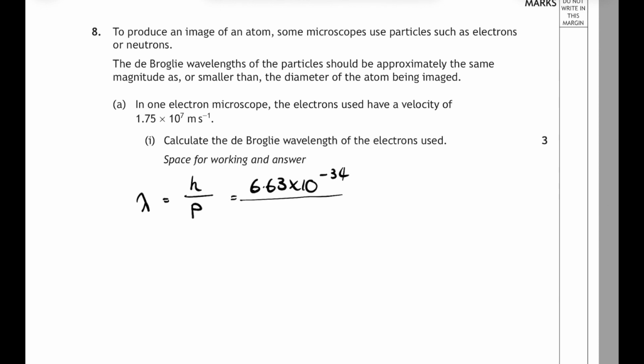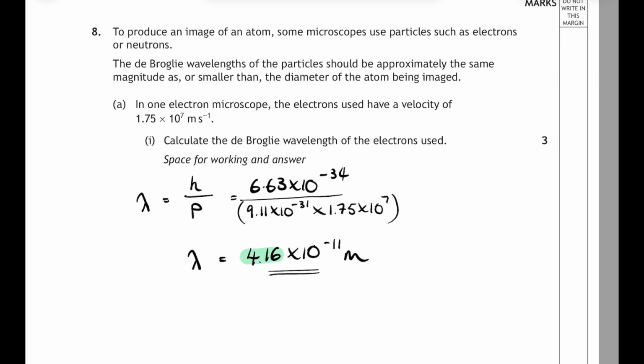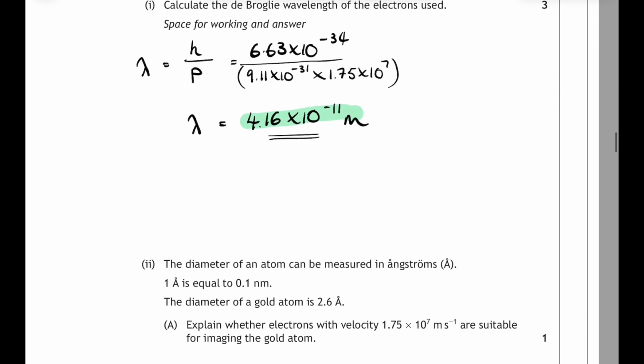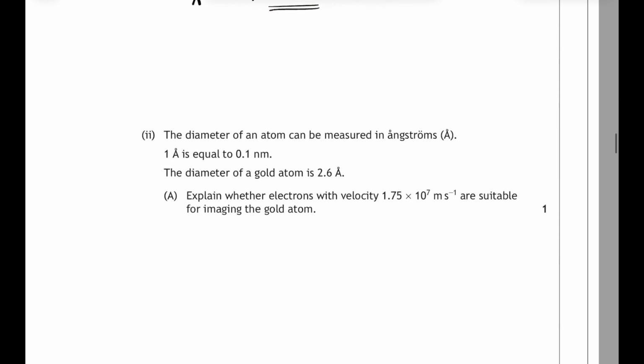So you need to go to your data sheet and look up the mass of the electron. That's 9.11 times 10 to minus 31, times the velocity we're given, 1.75 times 10 to the 7. And if you do that in your calculator, you'll get an answer of 4.16 times 10 to the minus 11 meters.